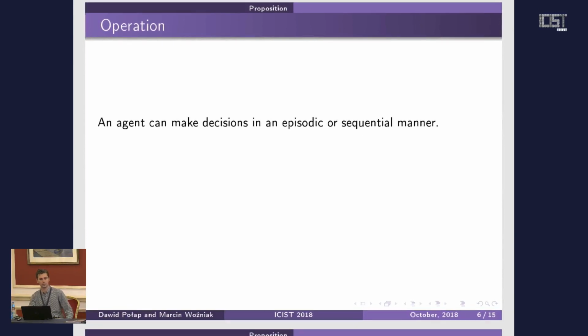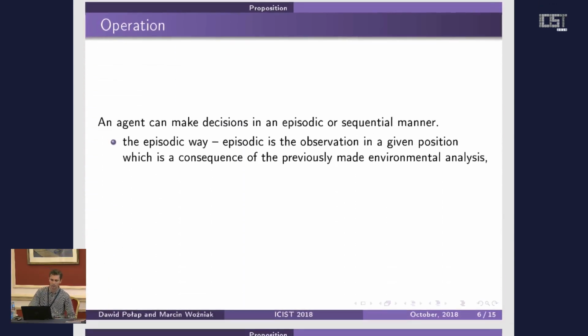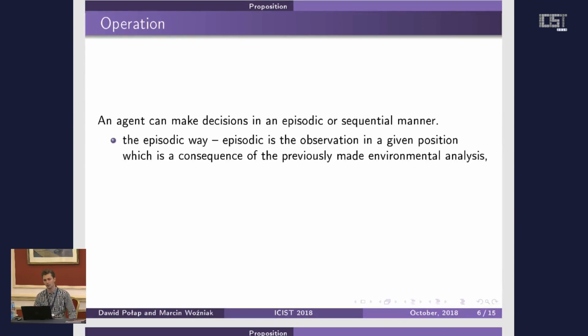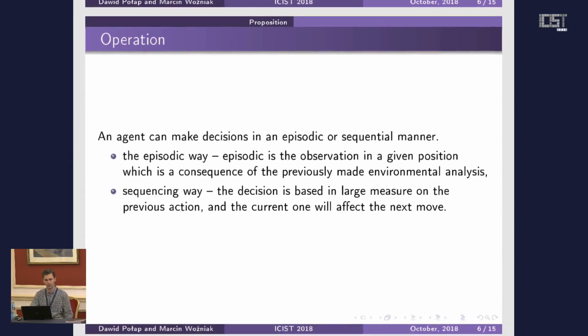So we describe two agents that can make decisions, and it could be done in one of two ways. The first one is episodic, and the second one is sequential. The first one, the episodic way, is a movement made using some observation from a given position, so he won't use the previous step. The second one is the sequential way, which means that our player will make a move, but he will use data obtained from the actual position and his previous step.